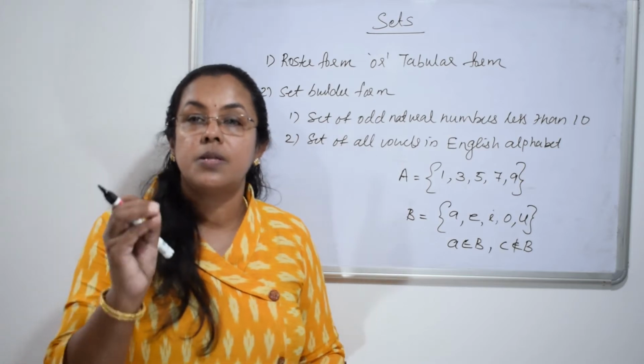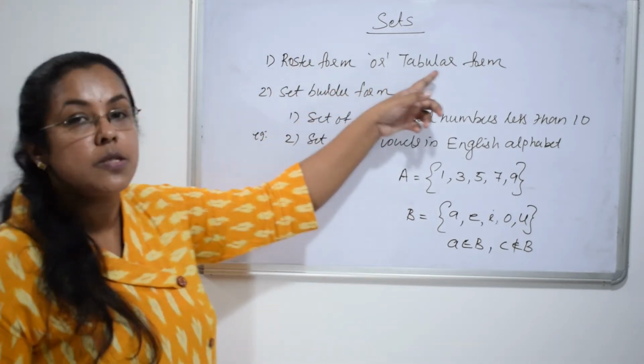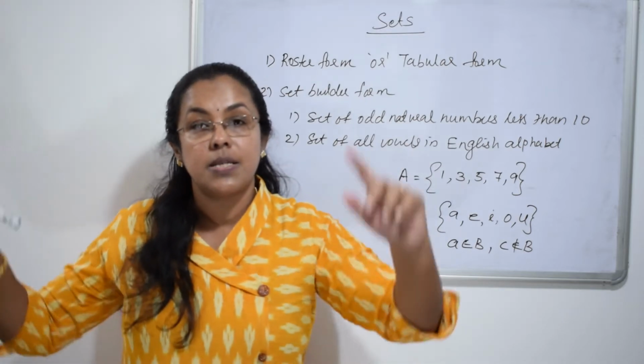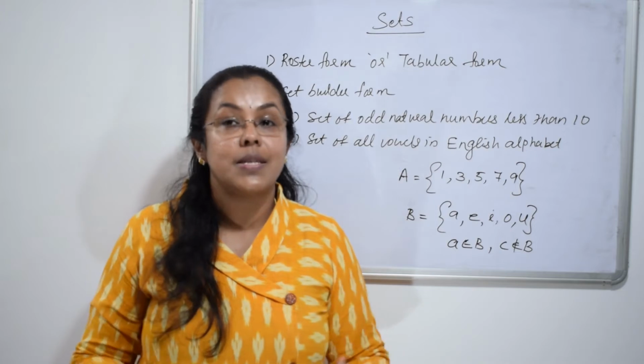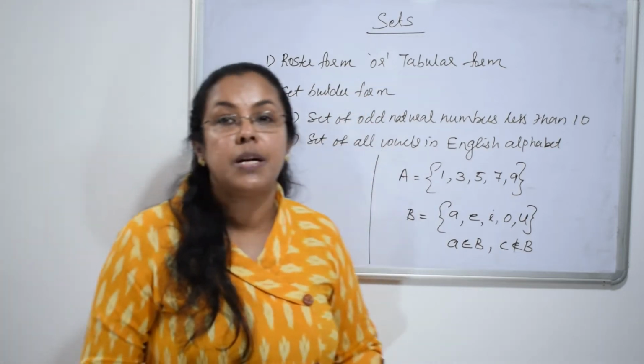These are some terms in sets. First method is over. How to write the first method? List all the elements of the set, separate them by commas and enclose them within the braces. Now what is the second method? Second method means set builder form.